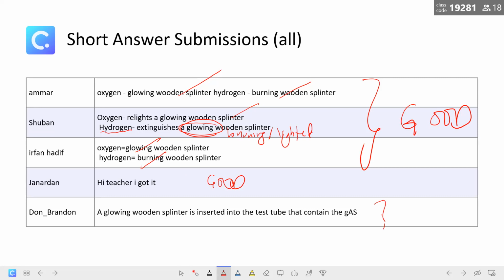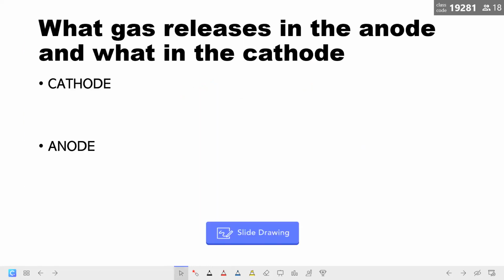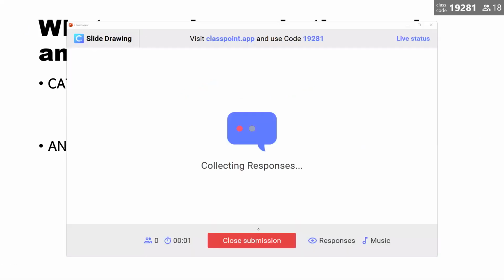Okay, so I think all of you get the picture. Let's go to the next one. My screen is all black. Pranat, why don't you log out and log in again? Try again, okay? Okay, so I have a next question for y'all. My soalan kedua is, what gas in the cathode and what gas in the anode? Remember POW, Chinese New Year.